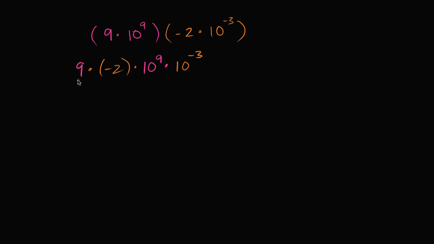Now what's 9 times negative 2? Well, 9 times 2 is 18. 9 times negative 2 is going to be negative 18. So that's negative 18. And what is 10 to the 9th times 10 to the negative 3?